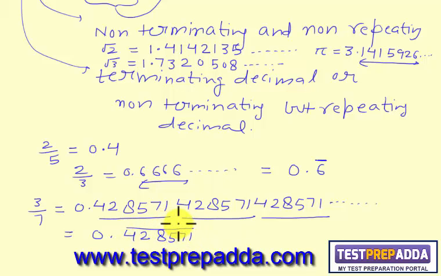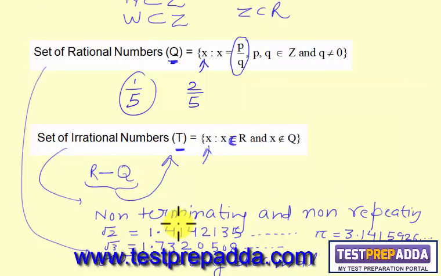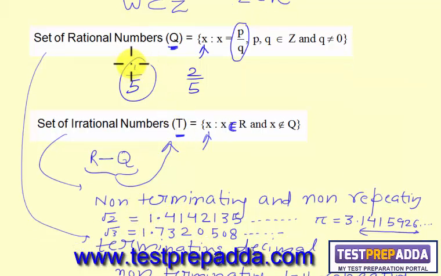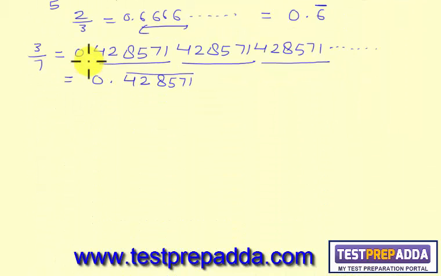Got the idea? So the basic difference between rational numbers and irrational numbers. Rational numbers include the decimal part, which is terminating, or if it is non-terminating, it will be repeating. While in case of irrational numbers, they involve decimal part, non-terminating, and non-repeating. Got the idea? So here we talked about different subsets of real numbers.